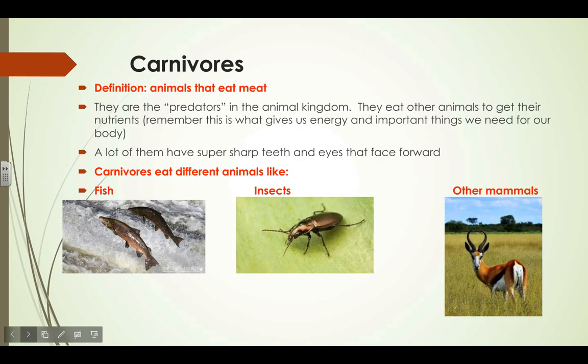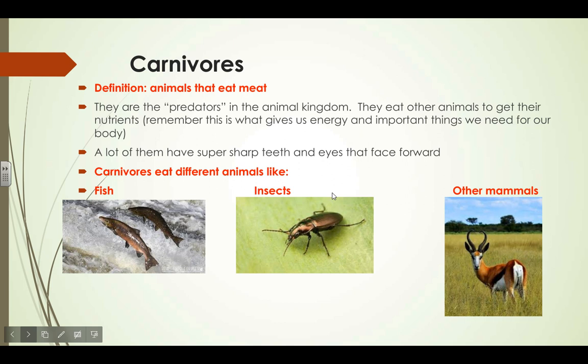Up first, we are learning about carnivores. Carnivores are animals that only eat meat. That basically means that they eat different animals. They eat fish, they eat insects, and they even eat other mammals. They are the predators in the animal kingdom. They eat other animals to get their nutrients. And remember that nutrients is what gives us energy and the things that we need for our body, which is one of the characteristics of living things.